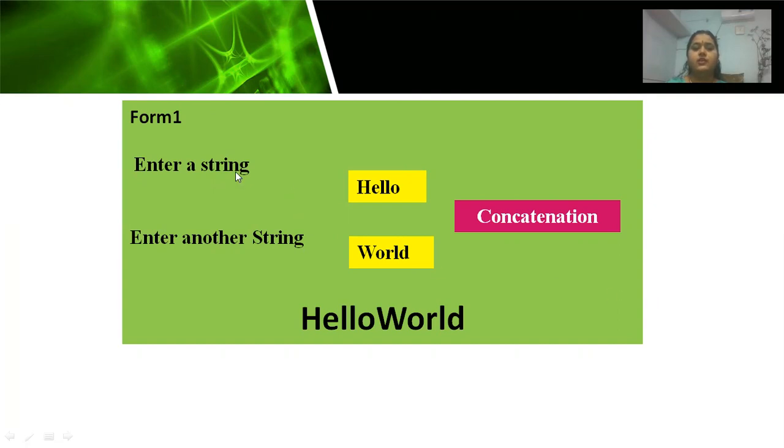You just click on the label control, go to the property window and select the caption property. Then compile the program and enter the strings. In text box 1, enter the string hello, and in text box 2, enter the string world. Once I click on this concatenation button, the concatenation of the two strings will be displayed like this.